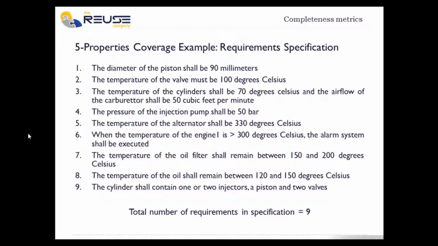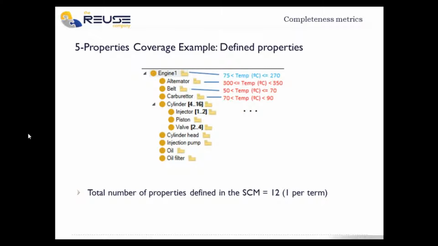On the one hand, the requirement specification is formed by the following requirements. Feel free to stop the video to read them. Note that some physical properties are defined within those requirements. We'll focus on the coverage of the temperature of some elements measured in degrees Celsius. Aside of the requirements, on the other hand, the system conceptual model defines some properties in the PBS, so that we have defined the temperature values for these 12 elements.